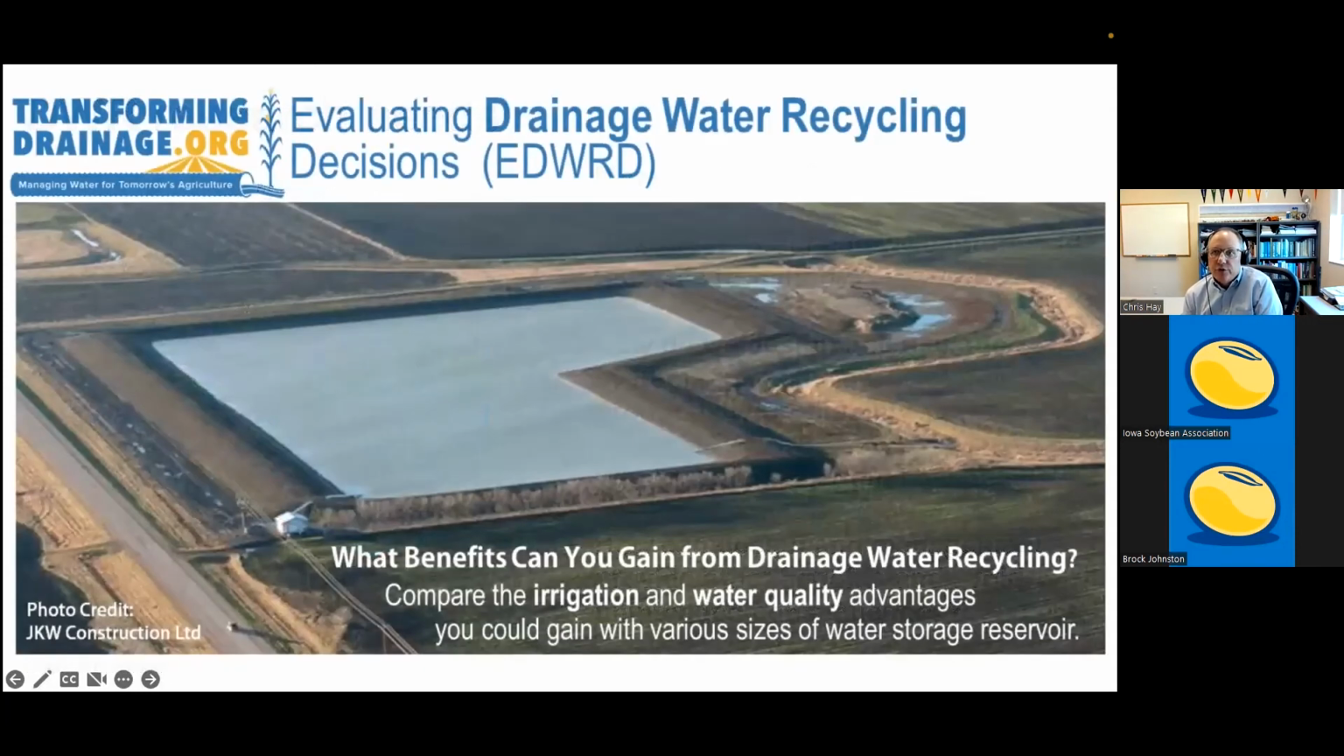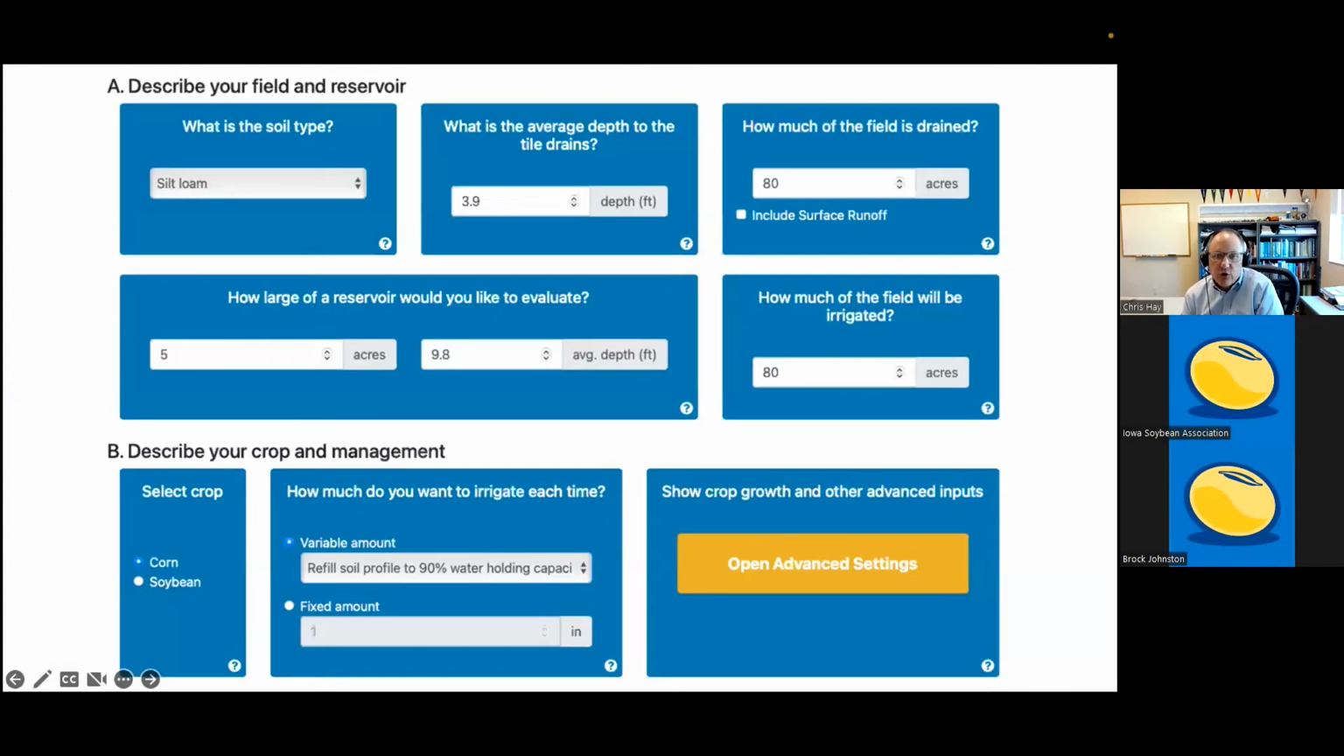So one of the tools that we developed as part of that Transforming Drainage project is this tool called Evaluating Drainage Water Recycling Decisions, or EDWARD for short. With this, it gives folks a chance to explore and play around with what a system might look like for them. And so they can look at different storage amounts.